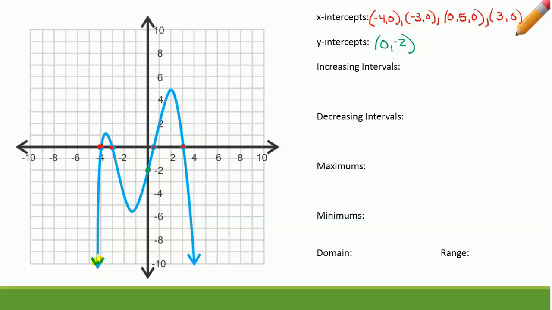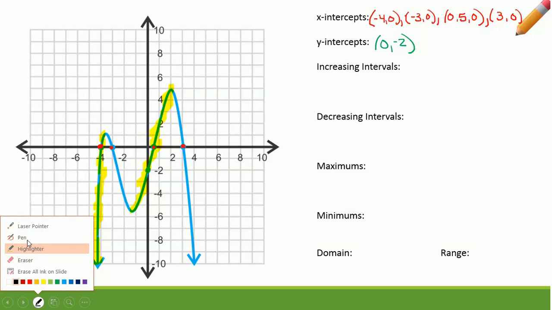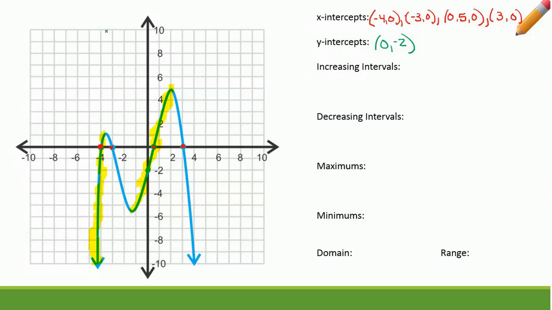Where am I increasing my graph? Well, it looks like my graph is increasing right here until right there, right? And then it looks like I'm also increasing from there to there. Looks like my graph's going up. So what I'm going to do now is I'm going to draw in a line really quick for where I stop increasing. And then I stop increasing right there, it looks like. There we go.